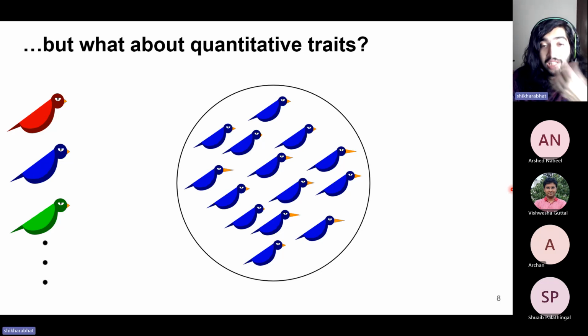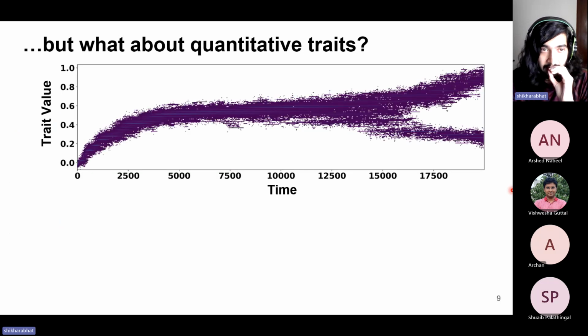How do we speak about such traits? We would like to, because they're important in many cases. Now, in this case, since each individual has some unique trait value, the population looks like sort of a cloud of points instead of just a vector. So if we look at the trait value through time, we might see some cloud representing the population that evolves. Here, each dot is an individual, and there's a very large number of dots, as you can see.